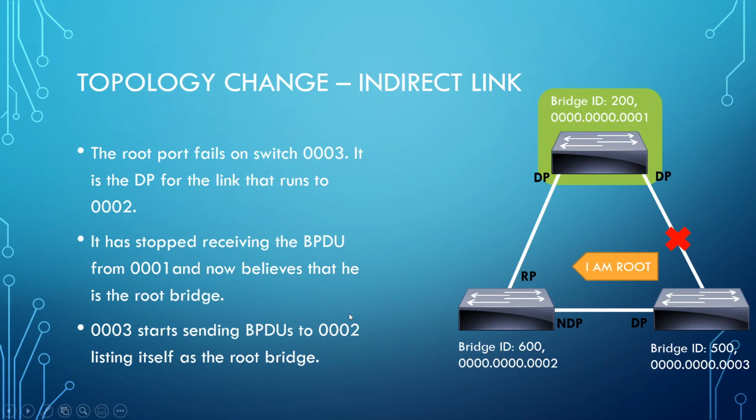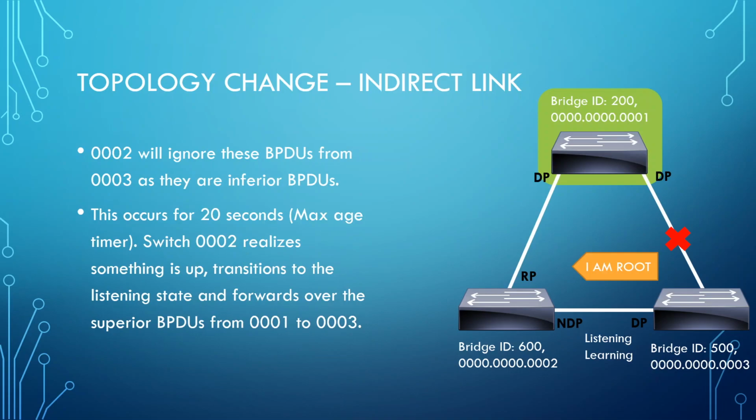So in this case, 003 is going to be sending configuration BPDUs to 002, saying, I am the root bridge, I am the root bridge. And you know what 002 is going to do? He's going to ignore them. That's right, he's going to ignore them for 20 seconds, for the max age timer. He knows it's an inferior BPDU because he's like, this guy is listing himself as the root bridge, but the BPDU information that I've got saved on my device is listing 001 with a bridge priority of 200 as the root bridge, so he's obviously better. I'm going to ignore 003 for the time being.